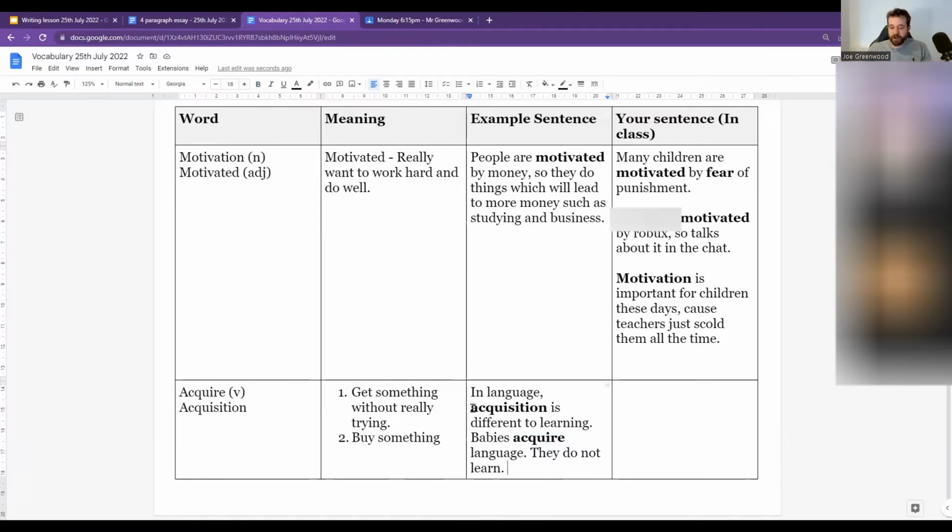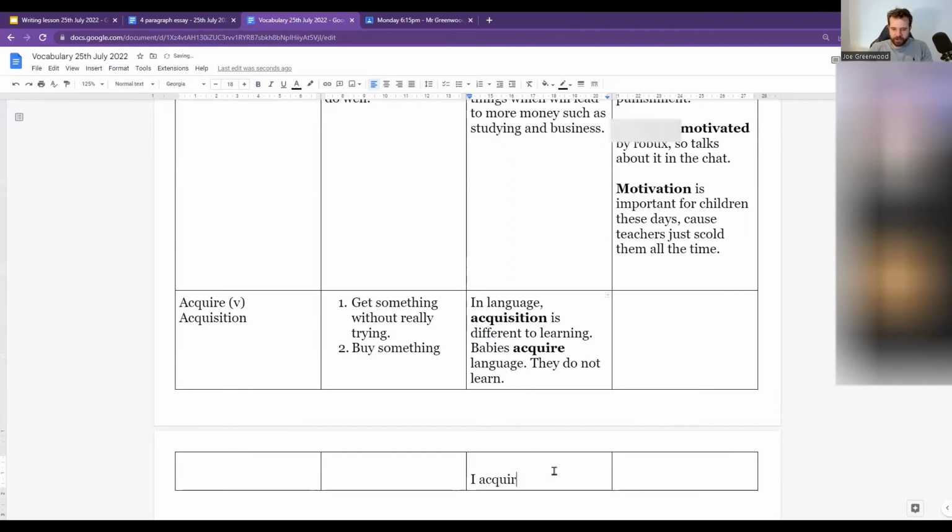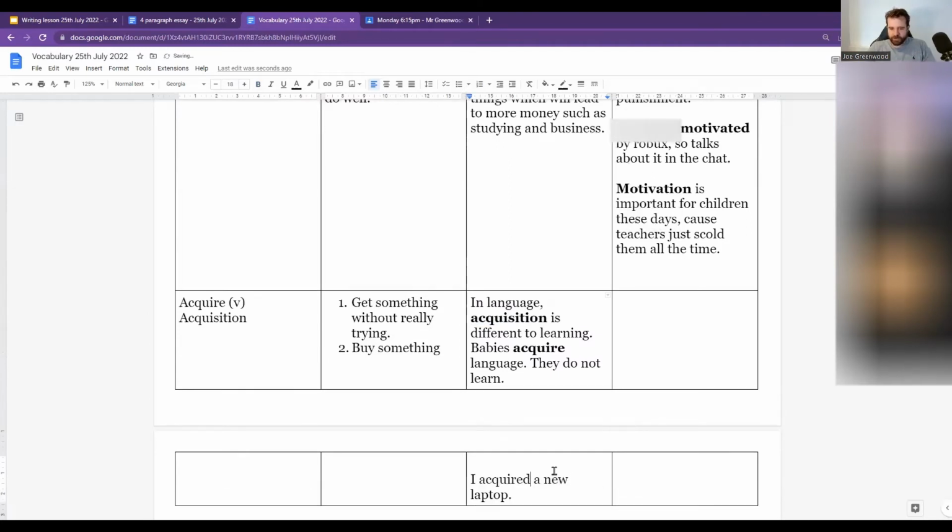Now, I think acquiring is better than learning, which is why I try to teach you in a way that you can acquire as well, right? So that's another thing. You can say, I acquired a new laptop. This is the number two meaning, for $1,000. So it can mean buying as well. Acquire can mean buying. So who can make a sentence with the word acquiring and language?